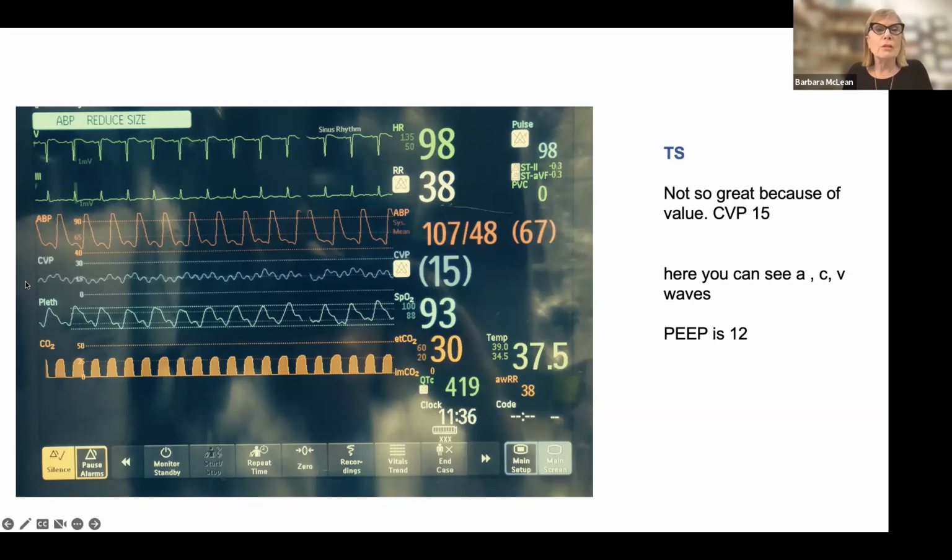So we're going to see her arterial pressure, which is in the wrong scale, right? Her pressure is 107, but the top of her scale is 90, which is why she's squared off up here. So first thing you do is you want to adjust her scale.